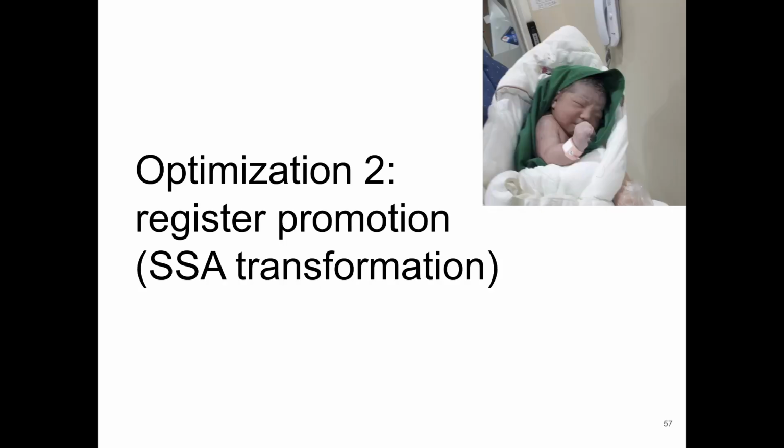So in this lecture, we are going to study the second optimization in the KAIST compiler, which is register promotion or SSA transformation. This is the optimization that corresponds to what is called mem to reg in LLVM, which is basically transforming memory locations into registers.